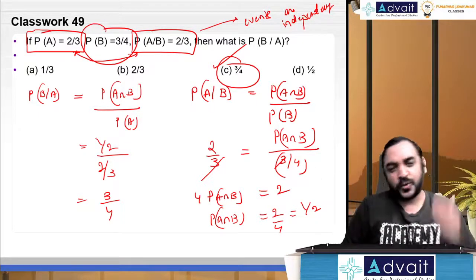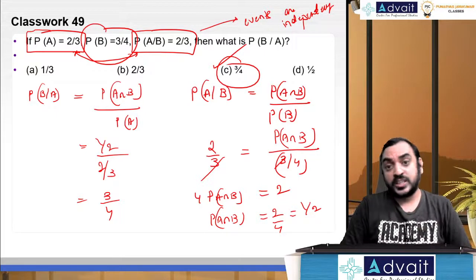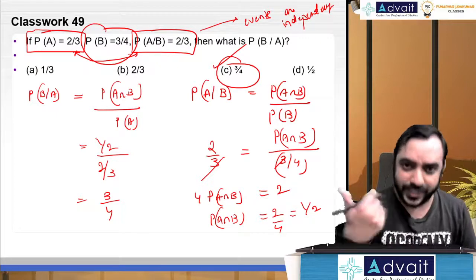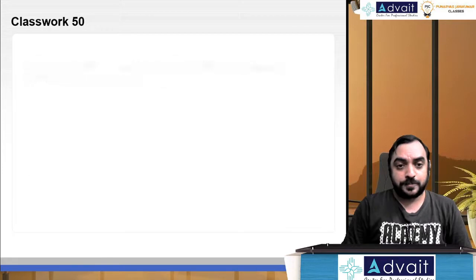But anyway, don't worry. We have calculated this one. If the numbers were different, you had to follow this process. We have done it. But anyway, understand the logical method also. Okay, let me go for the last one.